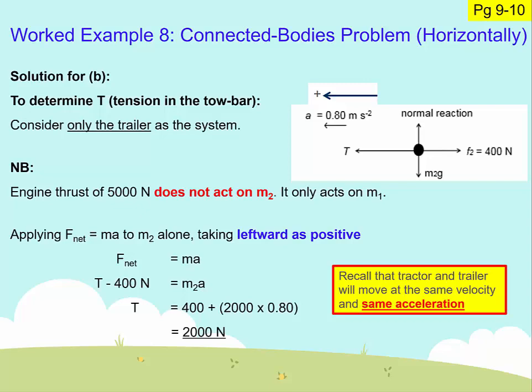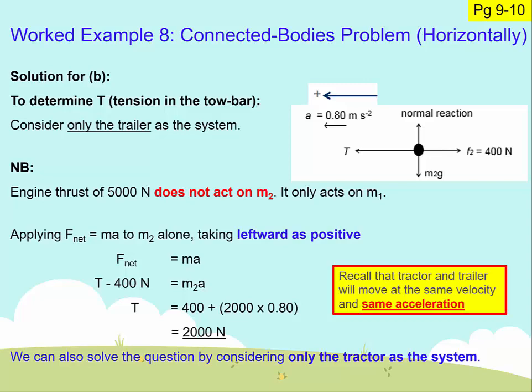Okay, remember the tractor and trailer all move with the same velocity and same direction, whether it's a separate system or one single system. When you consider them, they will still have the same acceleration. We can also solve the same question by using only the tractor. Okay, you can try that in your notes and compare and see if you get the same tension.